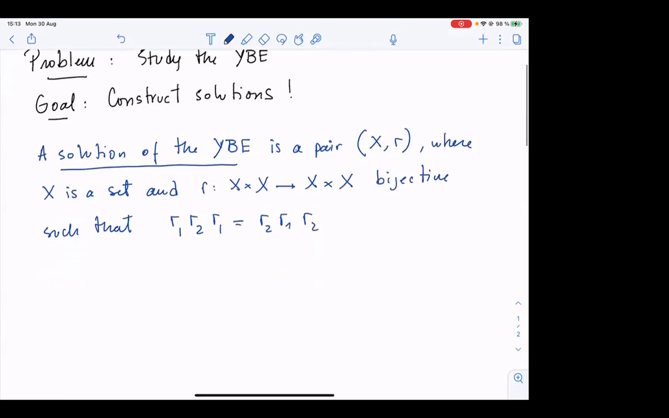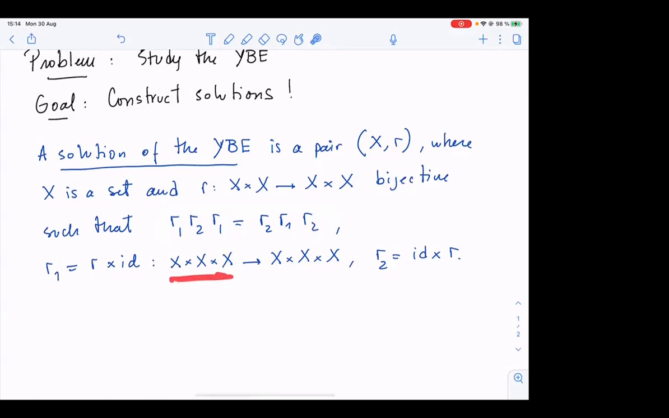So of course, I'm using here the well-known leg notation, which means that R1 is R cross identity. So this is a map from X cross X cross X into X cross X cross X. And of course, R2 is identity cross R. So this is the Yang Baxter equation. Here I'm not writing it, but here you have composition, right? And this is an equation between functions with domain and codomain in X cross X cross X.